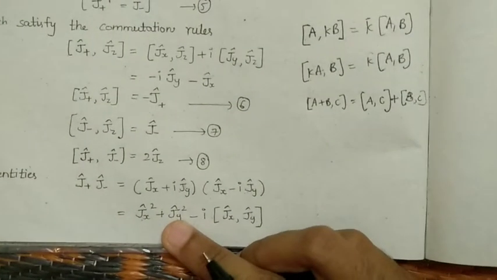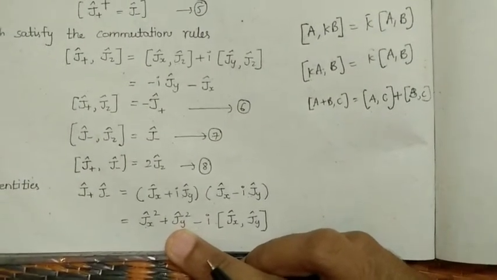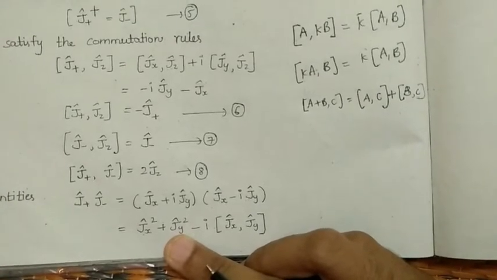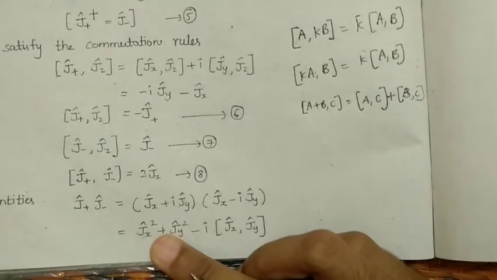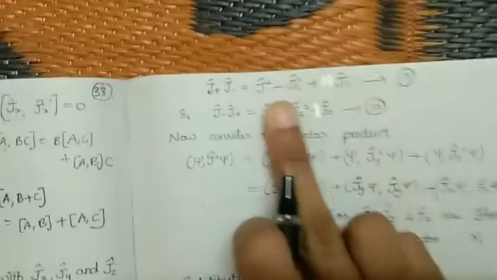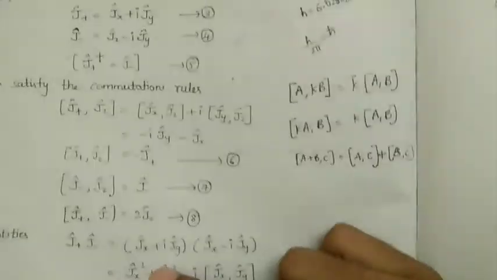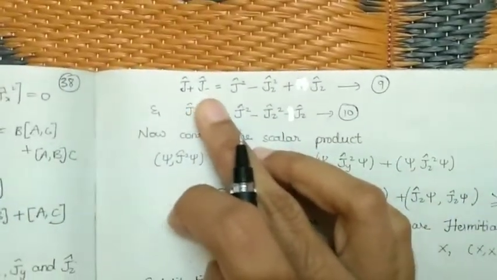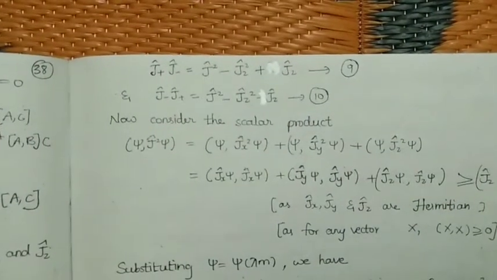And next, Jx square plus Jy square can be written as follows. Actually J square is nothing but Jx square plus Jy square plus Jz square. If we send Jz square to this side, J square minus Jz square is nothing but Jx square plus Jy square. So this is the formula for J plus into J minus.